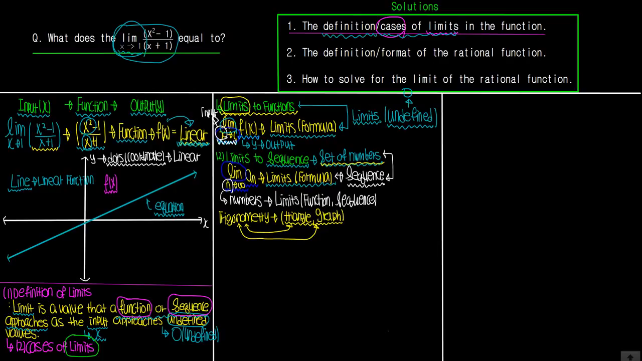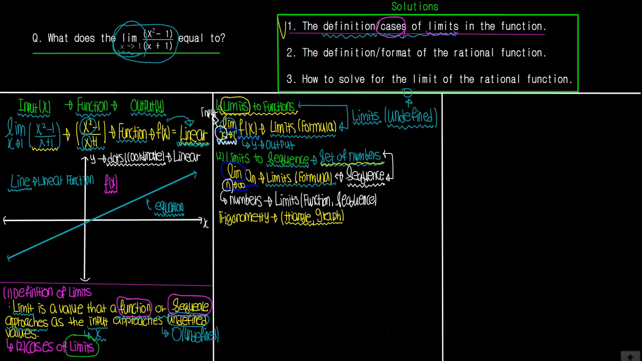So this is what it looks like when you apply trigonometry. This is the same kind of concept, where they have their own format or cases in our limits of functions. So this was the definition and the cases of limits in the function. There are two types of cases. The first is when you apply our limits to our function, and the second is when you apply our limits to our sequence.